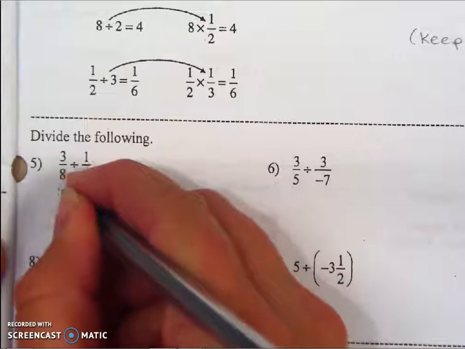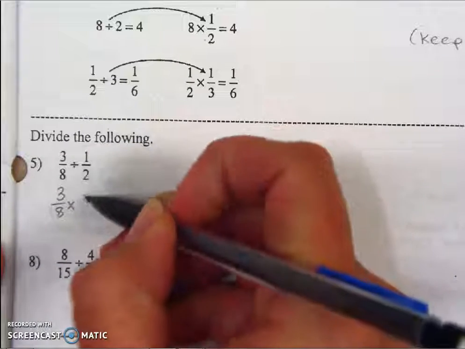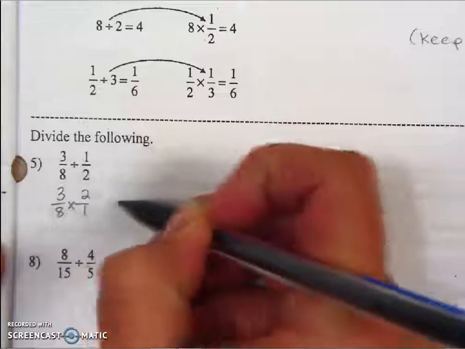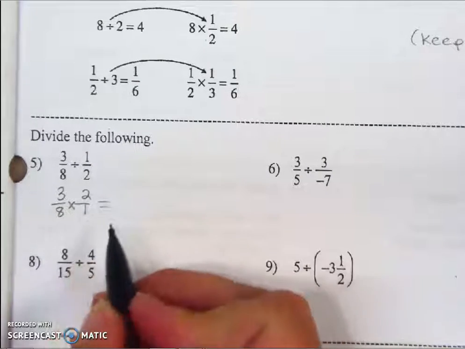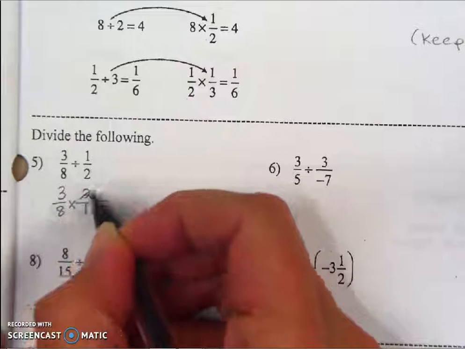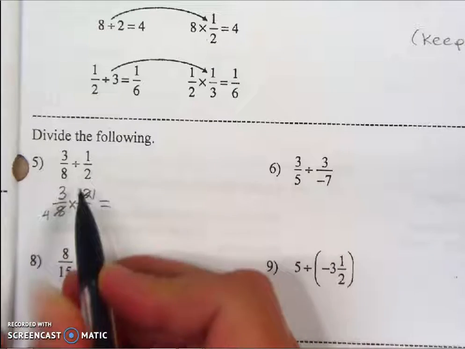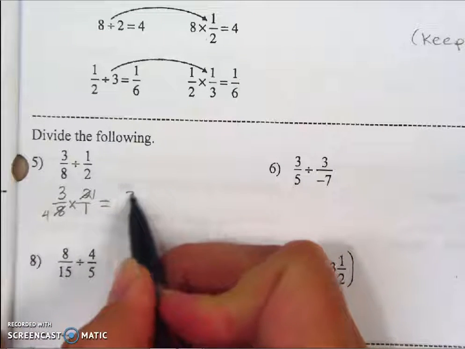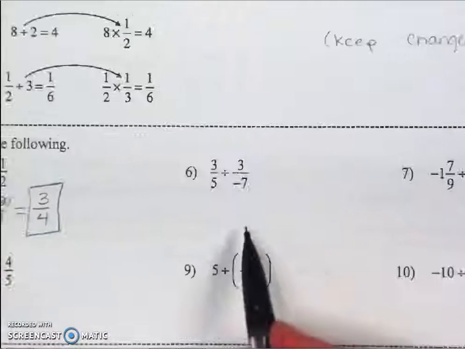So this is really keep 3/8, change to multiply, flip to 2 over 1. Now we cross reduce, because remember, cross reducing only works when you're multiplying. So let's see, 2 and 8 are both divisible by 2. 2 would cross out to a 1, and I can take out 4 groups of 2 from 8. 3 times 1 is 3, and 4 times 1 is 4. Ta-da! On to number 6.